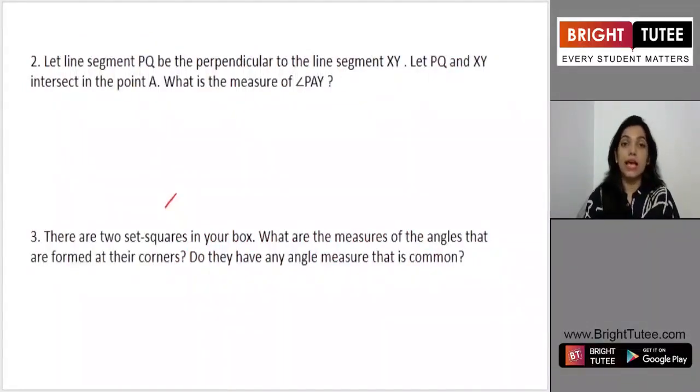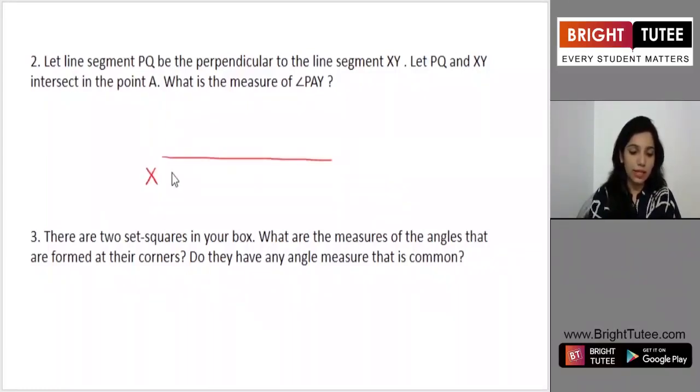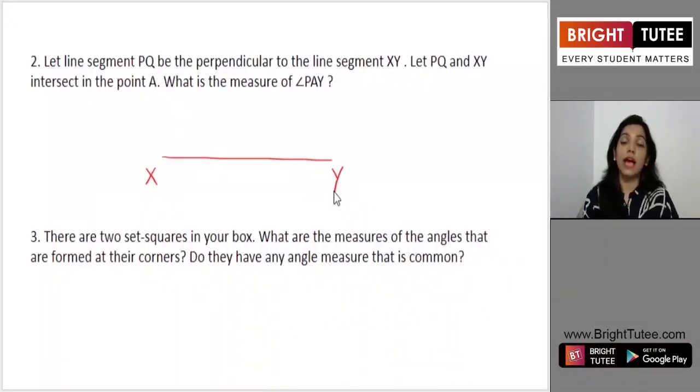It says, let line segment PQ be perpendicular to the line segment XY. So the first thing that we need to draw is a line segment XY. Students, because I am using a rough hand to make these drawings, make sure that if you are trying, you use the ruler and pencil and draw straight lines. And you can use the protractor in order to draw the perpendiculars.